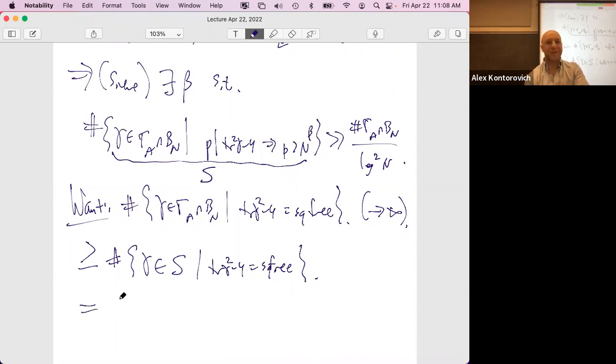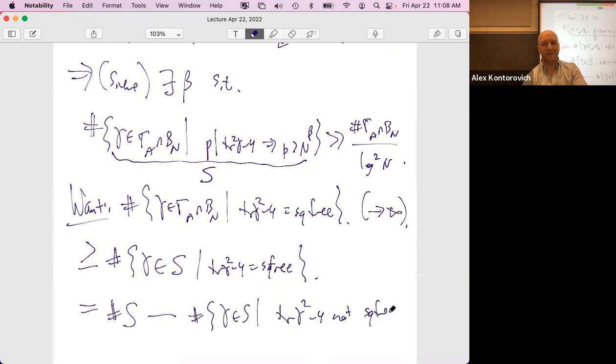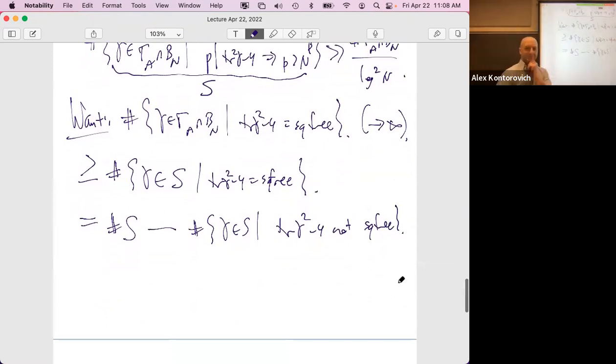That's right. Well, this is the number of elements in S, which we know a lower bound for, minus the number of elements in S for which trace squared minus four is not square free. You agree with that? Yes. Okay. Take all the elements of S. The square free ones are the ones that I keep, so I subtract off the ones that are not square free.